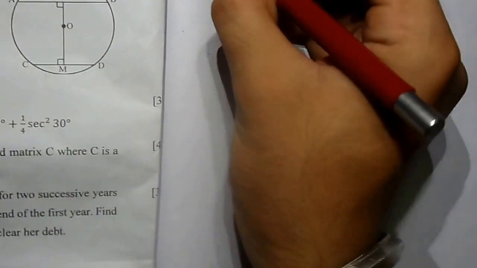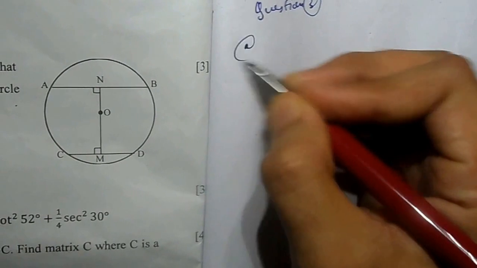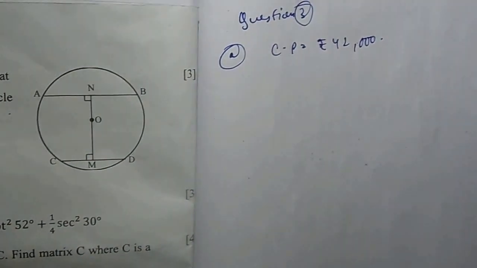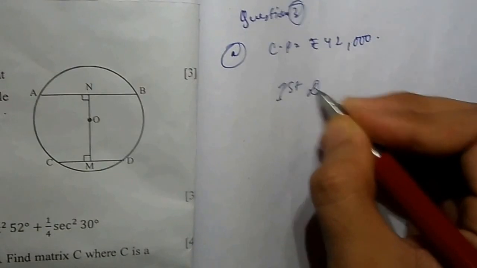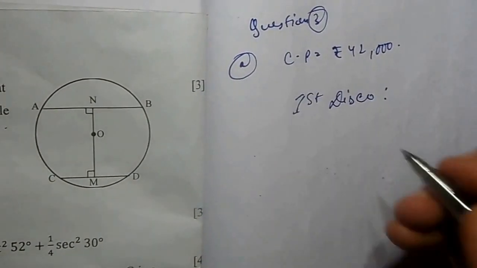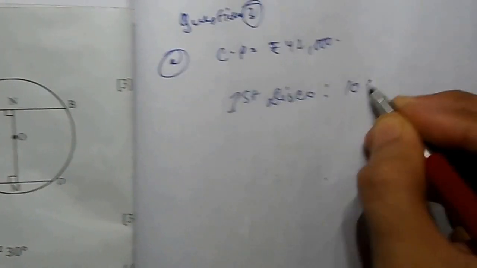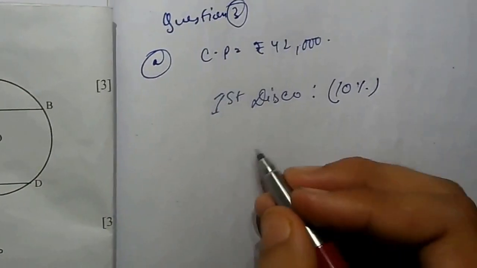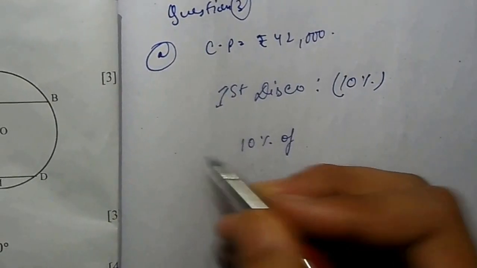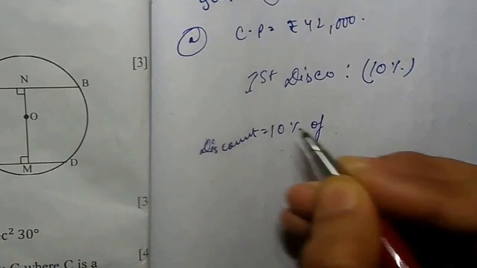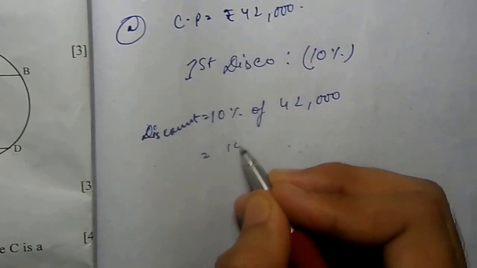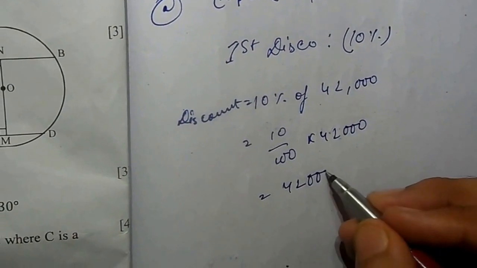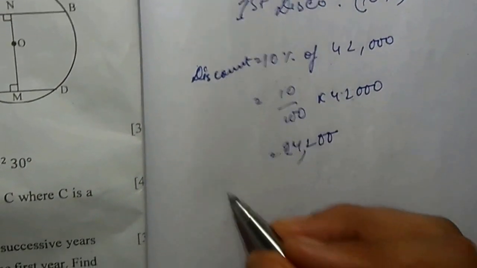So let's solve this. Question 3A. So the CP equals 42k. And the first discount, that's 10%. Write that in a bracket. So you have to apply the simple method of percentage calculation over here. Therefore the discount equals 10% of 42,000. That's 10 by 100 into 42,000. So that's equal to 4200. Okay, no other zero.